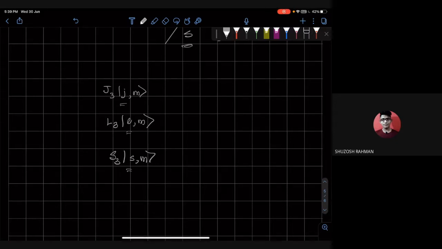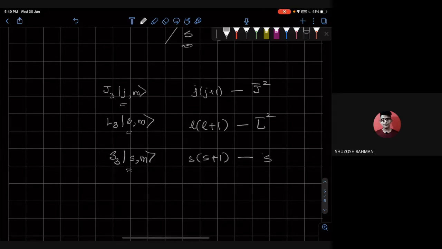They all have, J will have the value of j(j+1). This will be the value of, say, J squared. And this will be the value of the L squared eigenvalue. And this will be the value of S squared, okay? This is just notation.